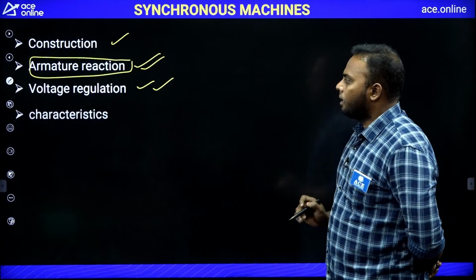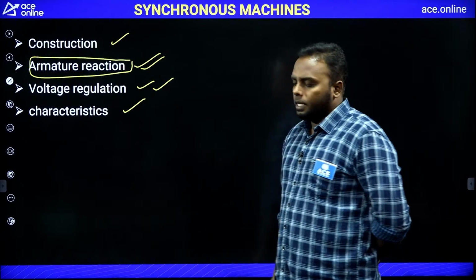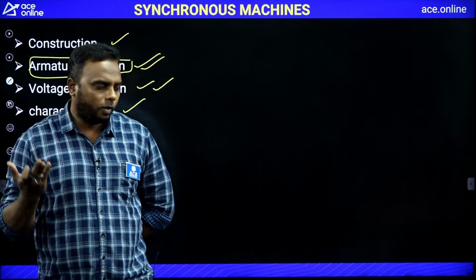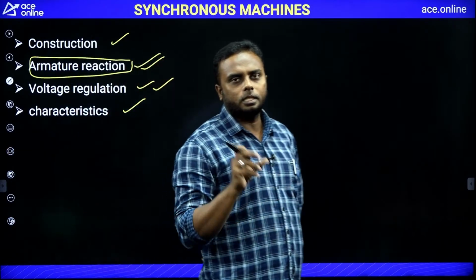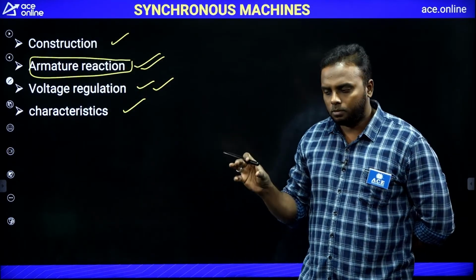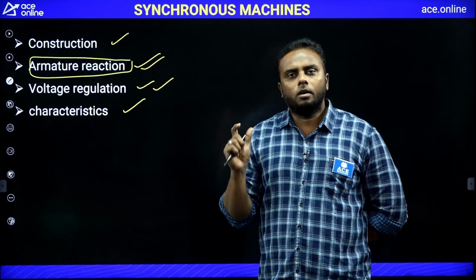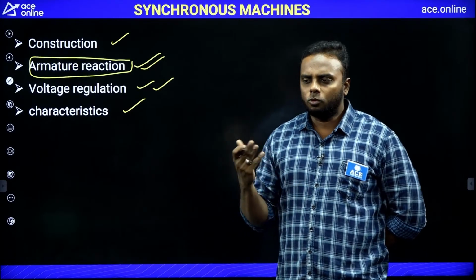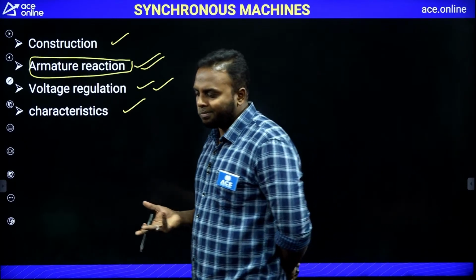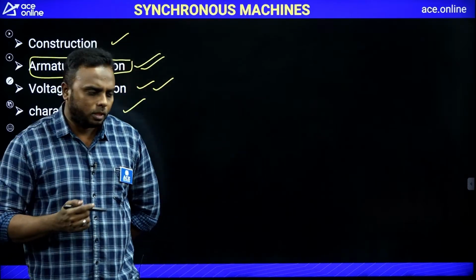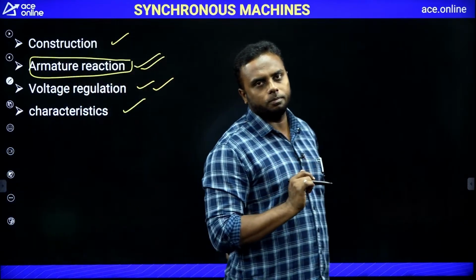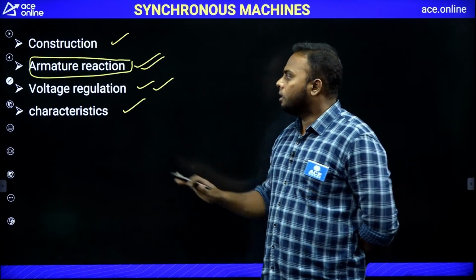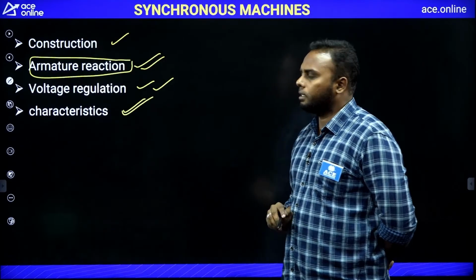Next, characteristics. In an alternator, we have characteristics which are mainly useful to find voltage regulation by the ZPF method or EMF method, whichever we use. In all these methods, we use characteristics. You should know those characteristics. What is the OCC, and what is its shape? And we have short circuit characteristics, zero power factor characteristics, and compounding characteristics or load characteristics. You should know the characteristics of alternators.